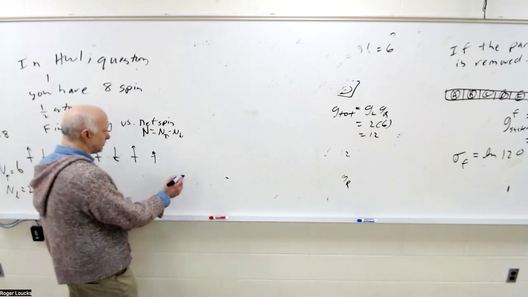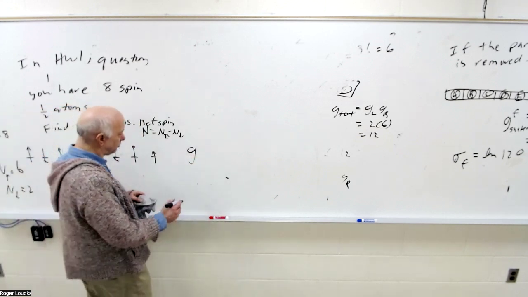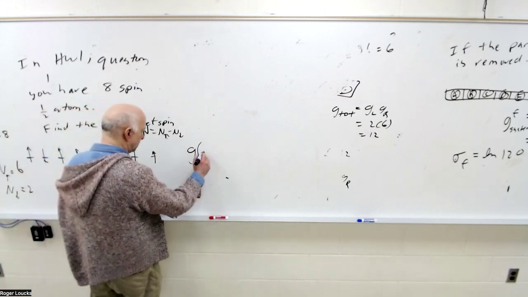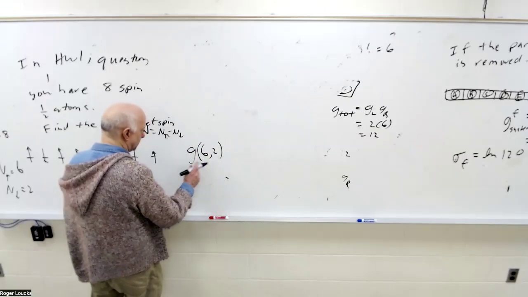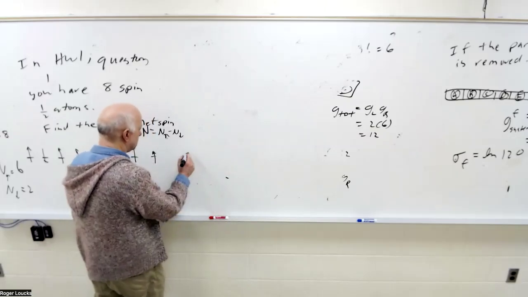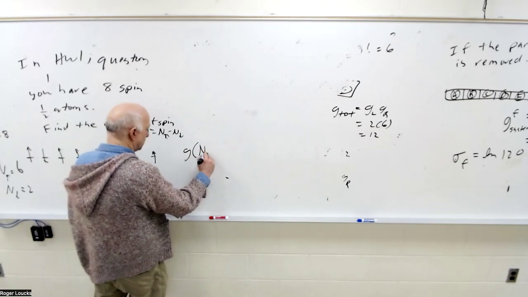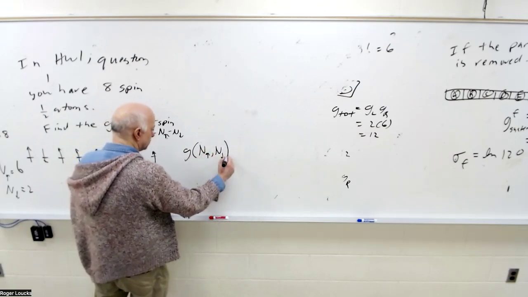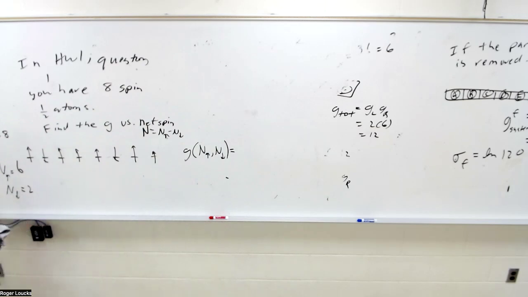What would be the degeneracy of this? So the way we're going to write this, I'll say 6, 2 like this. So I'll write the G is basically number up, comma, number down. Okay. How would you find this? 6 factorial times 2 factorial. Everyone agree? Factorial over.